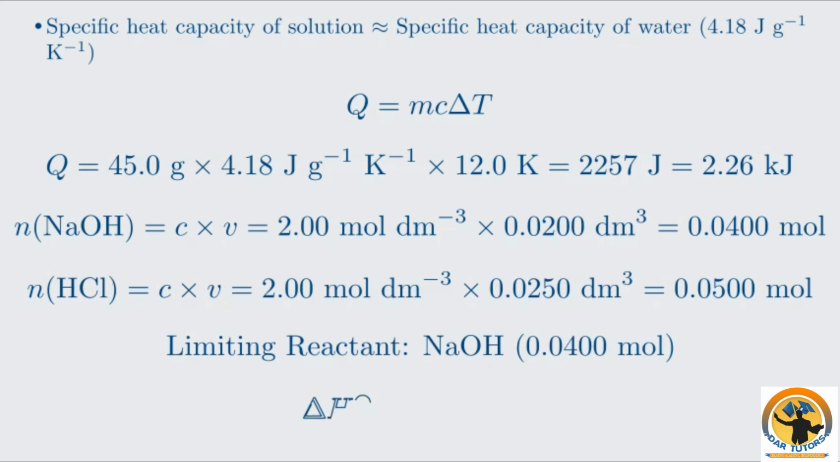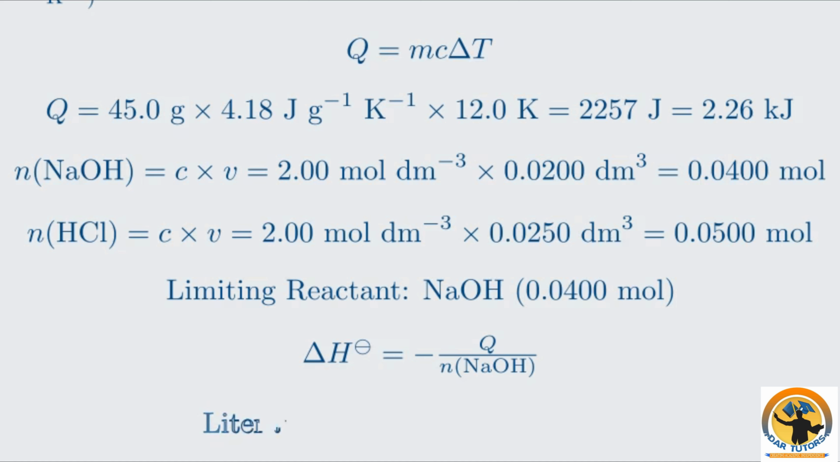Finally, we calculate delta H naught. It's negative Q over moles of limiting reactant, multiplied by its stoichiometric coefficient of 1. Negative 2.26 kilojoules divided by 0.0400 moles gives us a standard enthalpy of neutralization of negative 56.5 kilojoules per mole. The literature value is negative 57.9 kilojoules per mole. Our experimental value is close, demonstrating the effectiveness of the extrapolation technique.